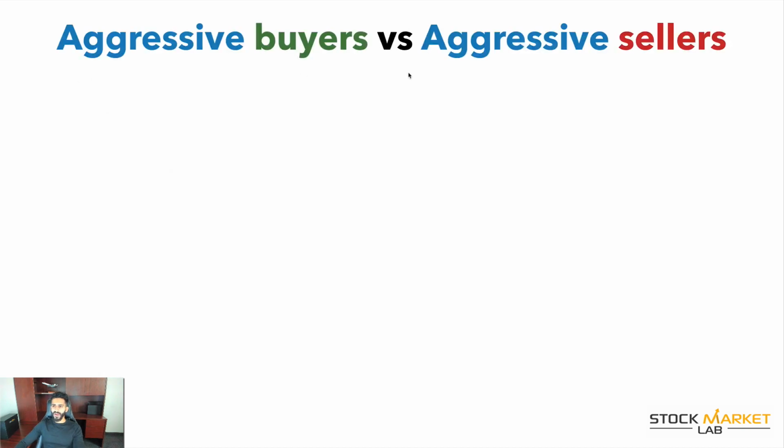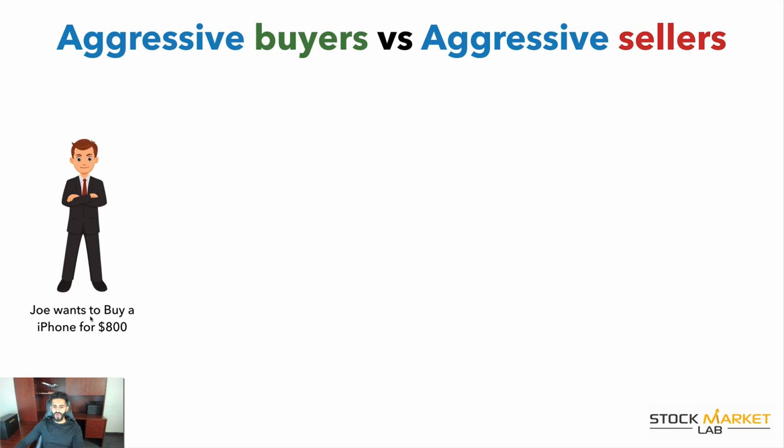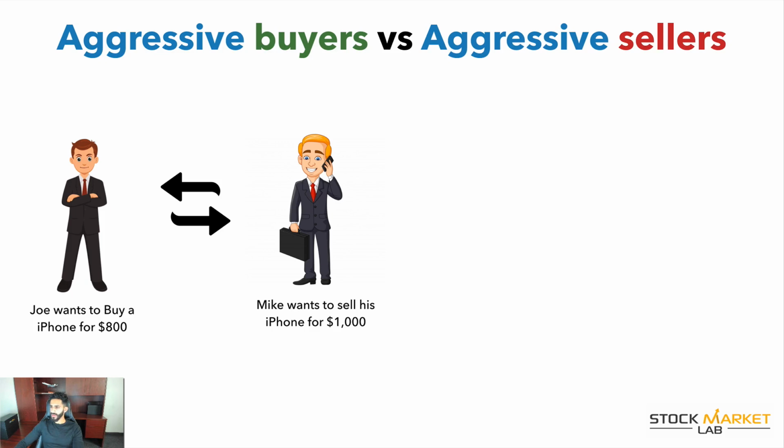So what do aggressive buyers and aggressive sellers mean? Let's take a very basic example so we can get a good understanding. Let's say Joe wants to buy an iPhone for $800. Joe right now does not have an iPhone, and he wants to buy one for $800. That is his bid price. That's what he wants to buy the phone for. Now, on the other end, let's say Mike has an iPhone and he wants to sell it for $1,000. So once again, Joe wants to buy an iPhone for $800, and Mike wants to sell his iPhone for $1,000.